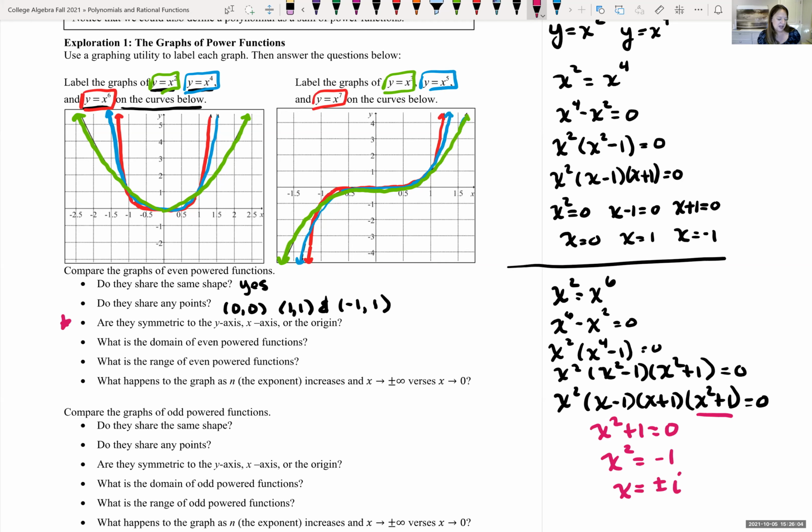What is the domain of an even powered function? If we look at this, the domain we talked about for a polynomial is all real numbers, and that doesn't change. So this is negative infinity to infinity. The range, so the range of the y values that we're hitting. Notice that we're hitting 0 all the way up to infinity. And we're including 0, so we're going to put a bracket there.